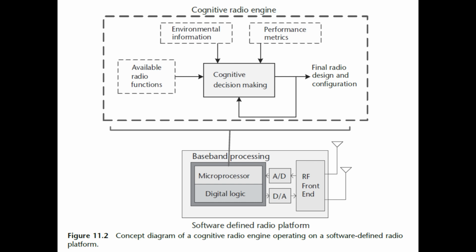A/D and D/A converters. These components convert signals between the analog and digital domains. The analog to digital converter, A/D, converts incoming analog signals from the RF front end into digital signals for processing, while the digital to analog converter, D/A, converts processed digital signals back into analog form for transmission.